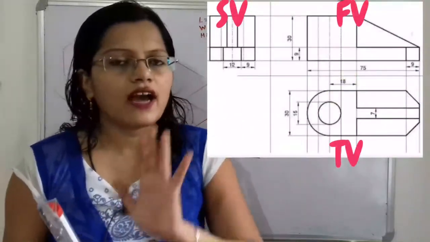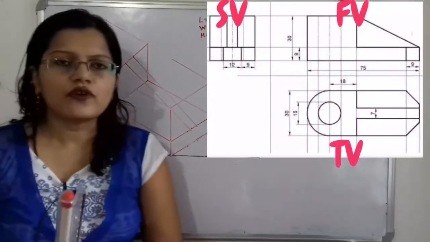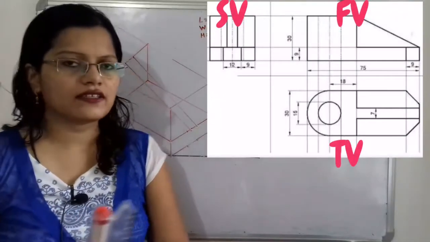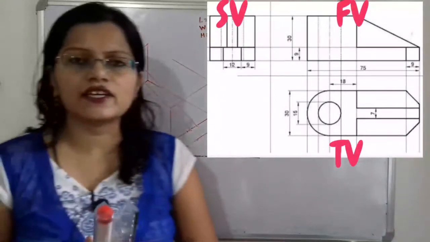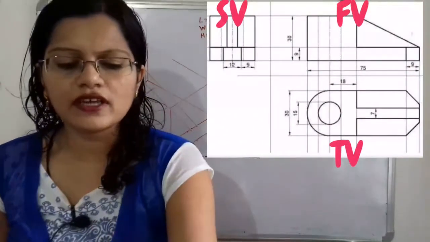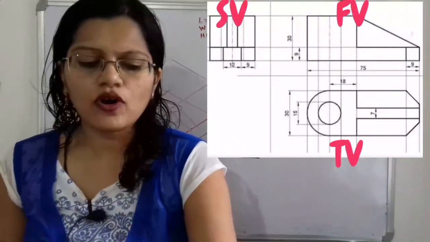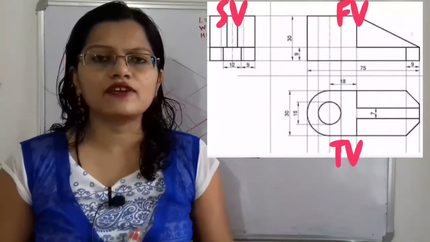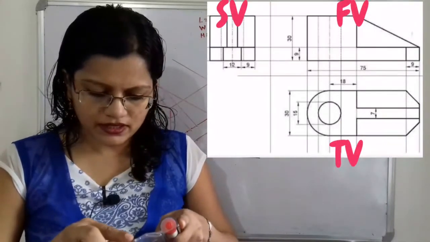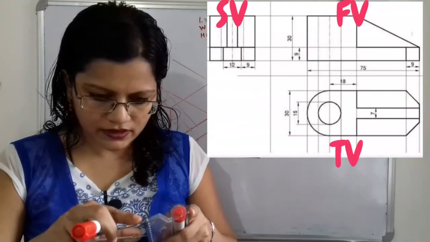So for that, how to draw the semicircular structure? First we have to select the center. So how to select the center? Now we know the radius of that semicircle is 15 millimeter. So in the compass we have to take the 15 millimeter distance. So I will take here 15 into 4, that is 60 millimeter distance, and I will mark the points.